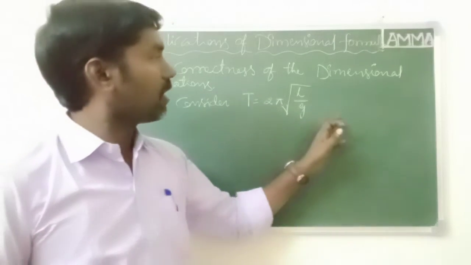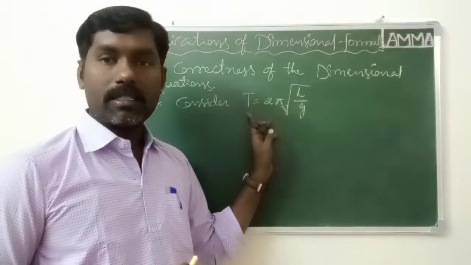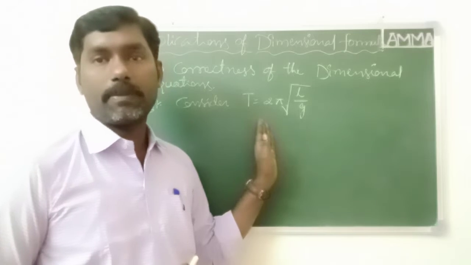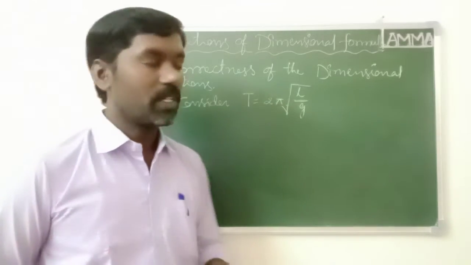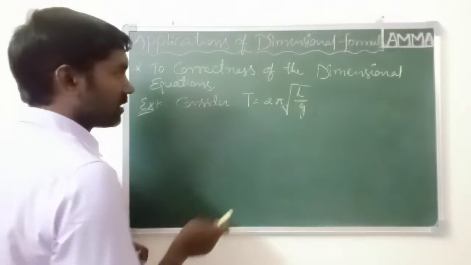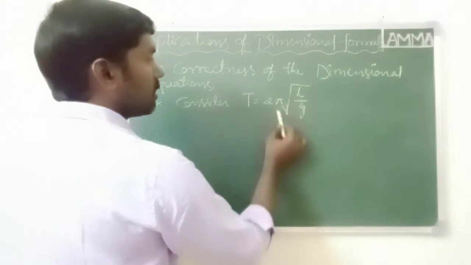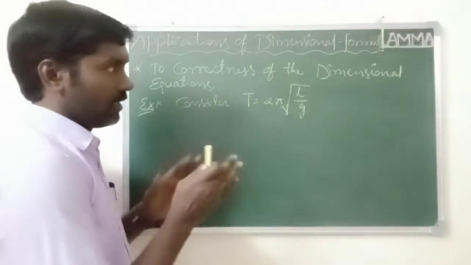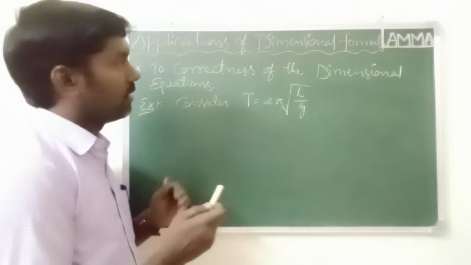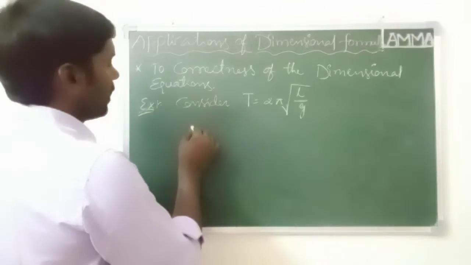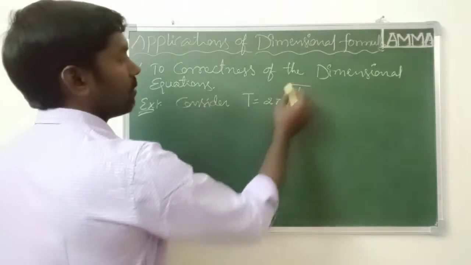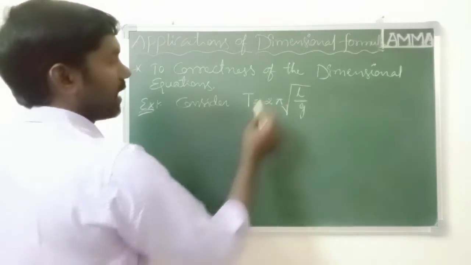The terms on both sides of the dimensional equation should have the same dimensional values. That is the principle of homogeneity. If the dimensions of the left side and of this ratio on the right side are equal, then the expression is correct; otherwise it is wrong. Let us check each side. First, let us take the right-hand side.